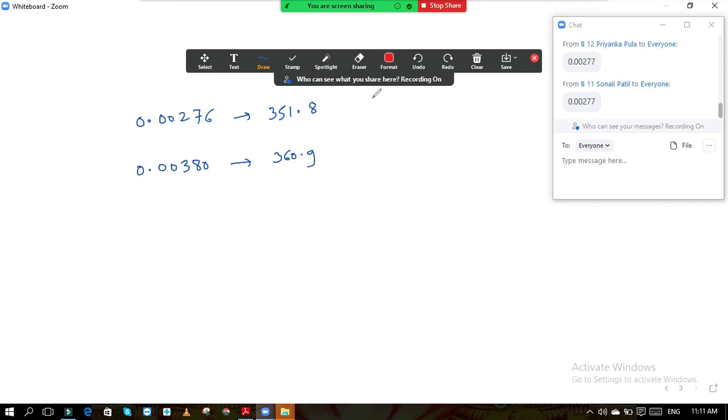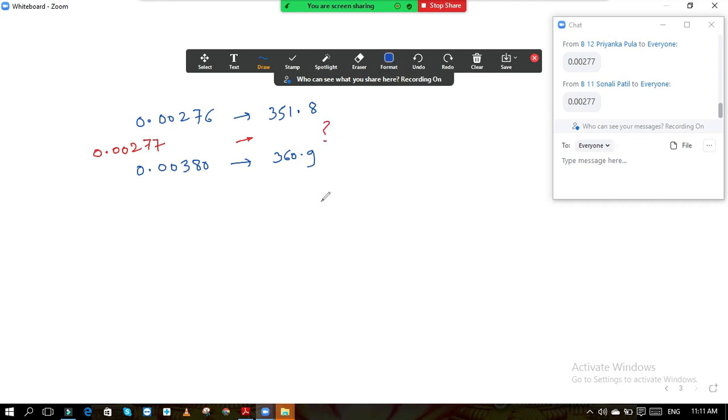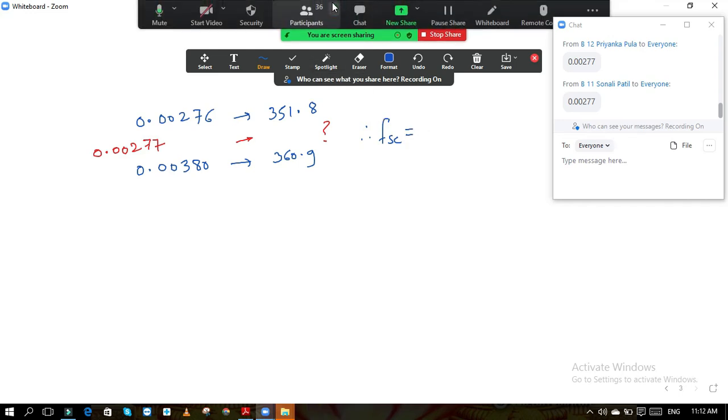And for what do we want to find the value? 0.00277. For this, what will be the value that we need to find out? Find it by doing the interpolation and let me know the value of FSC. So FSC is equal to, please calculate the answer.